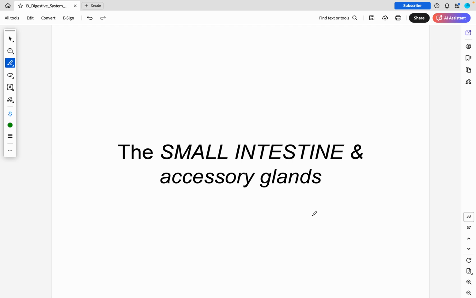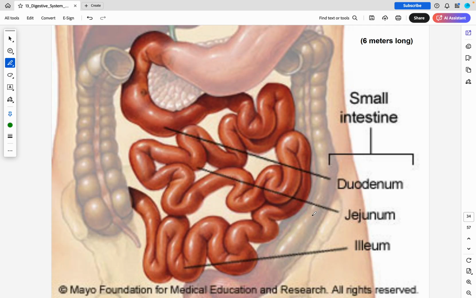Okay, now we'll look into the small intestine and the accessory glands. The small intestine is divided into three sections. It's the longest part of the animal digestive gut, and its length actually varies across animal groups. Usually, it's very long and mostly coiled, especially in herbivores, usually shorter in carnivores, and medium size for omnivores.